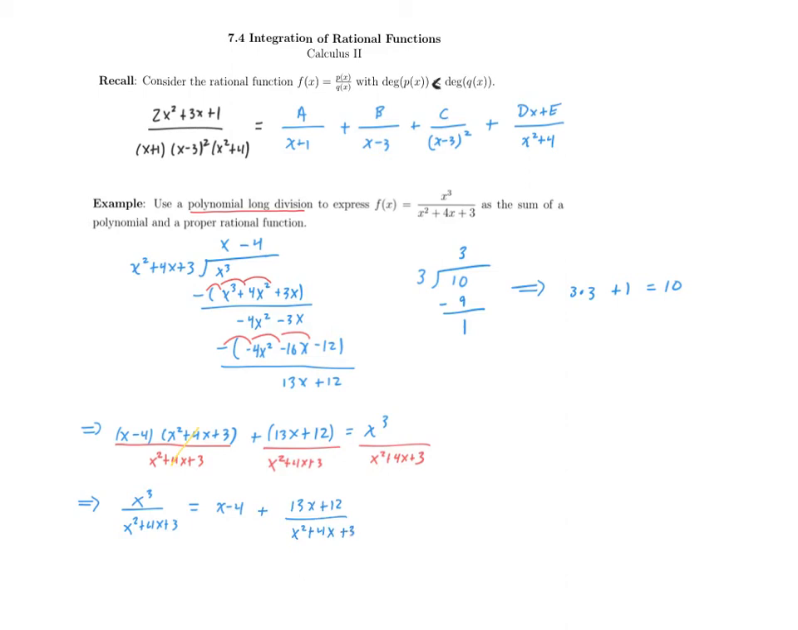So note, as desired, we've expressed this improper rational function as the sum of a polynomial and a proper rational function. And anytime we want to integrate an improper rational function, this algebra is going to be our first step. And this example will give you a nice template that you can follow. So keep that in mind.